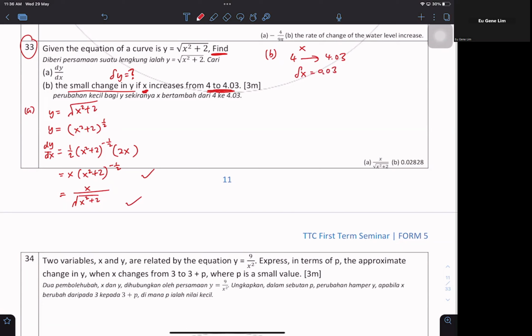The small difference is the delta. You use the second number minus the first number. So delta X is 0.03. Understand?